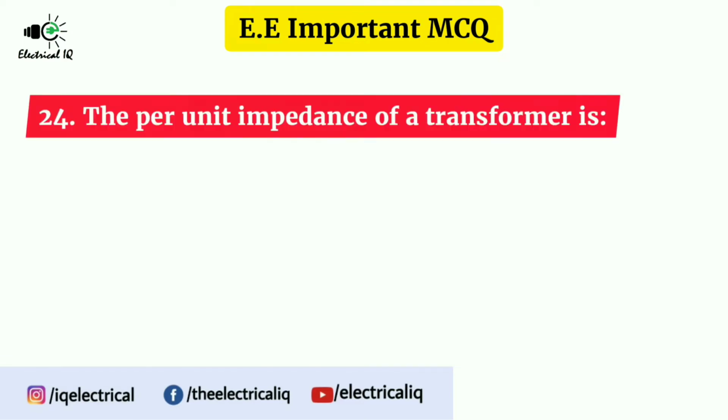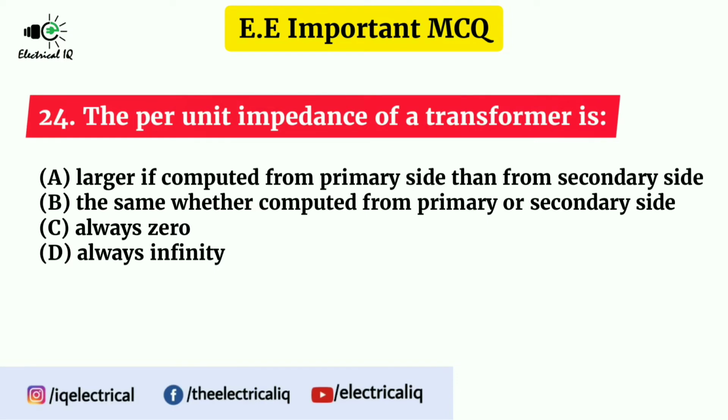Next, the per unit impedance of a transformer is A larger if computed from primary side than from secondary side, B the same whether computed from primary or secondary side, C always 0, D always infinity. So the answer should be the same whether computed from primary or secondary side.